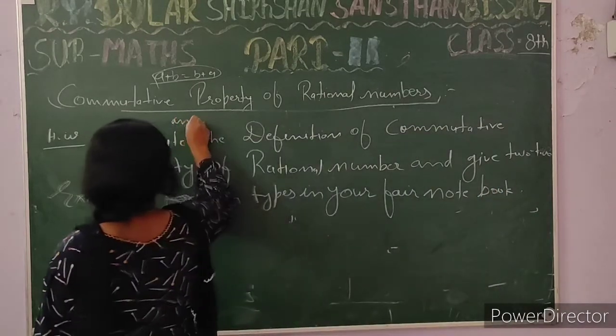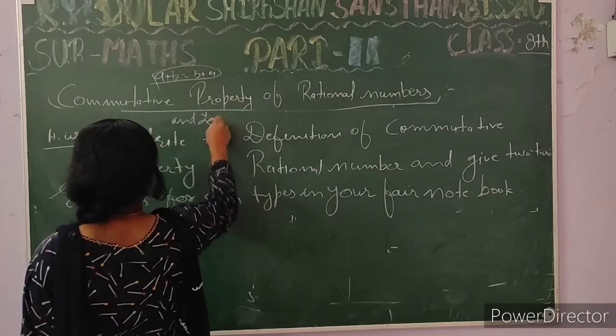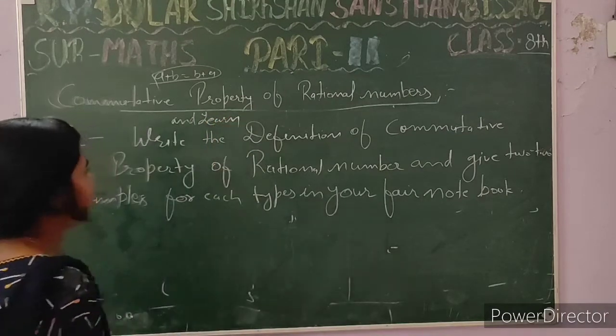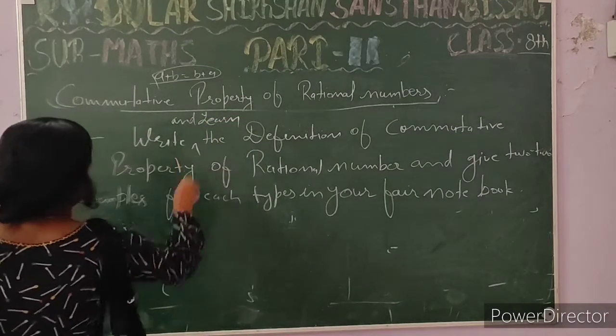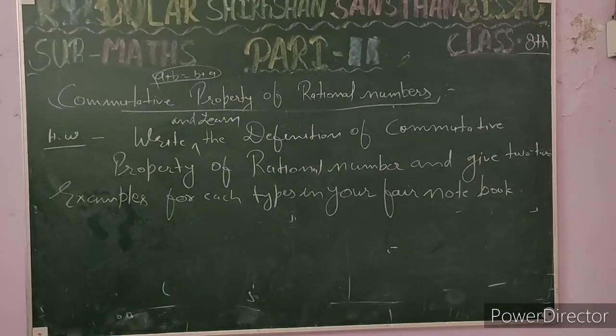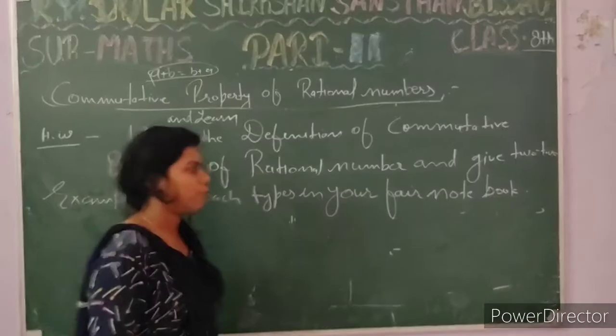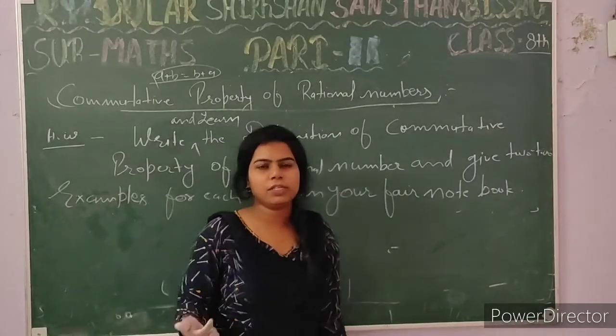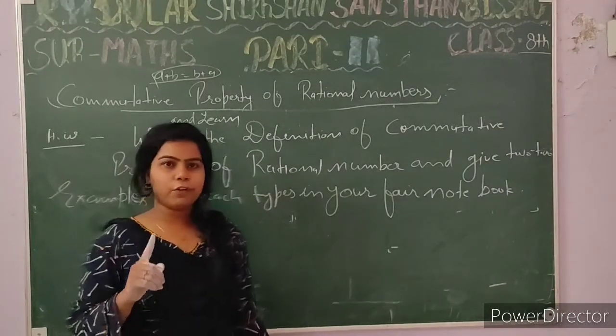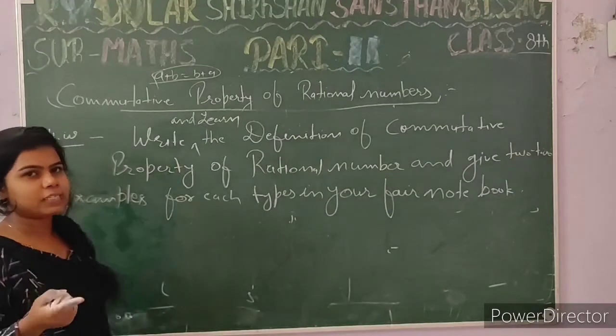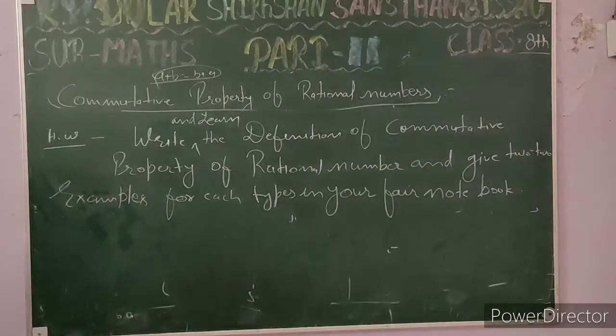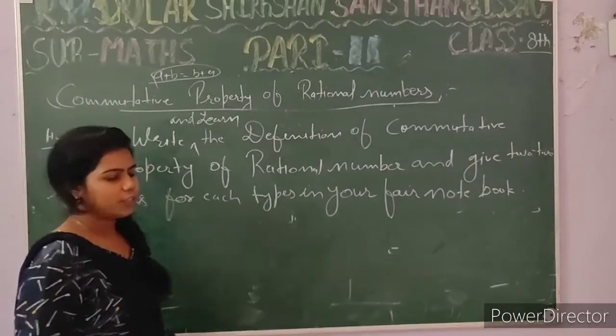Write and learn the definition of the commutative property of rational numbers and give two examples for each type in your fair notebook. Each type means addition, subtraction, multiplication, division, for the case where denominators are the same and where denominators are not the same. You will do both questions in your fair notebook. Okay, thank you.